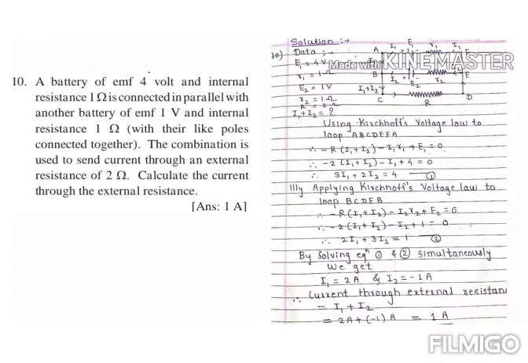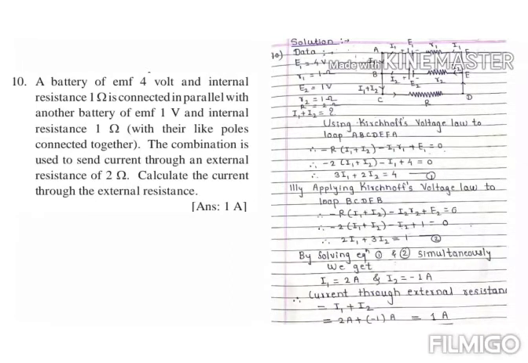A battery of EMF 4 volt and internal resistance 1 ohm is connected in parallel with another battery of EMF 1 volt and internal resistance 1 ohm. The combination is used to send current through an external resistance of 2 ohm. Calculate the current through the external resistance.